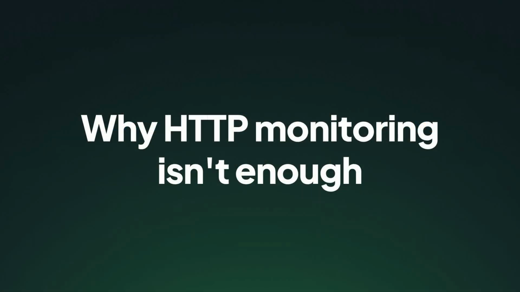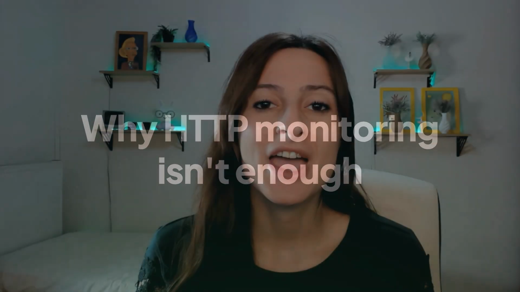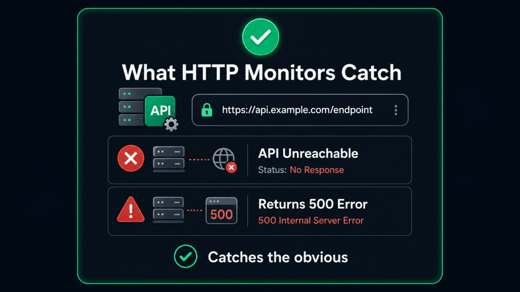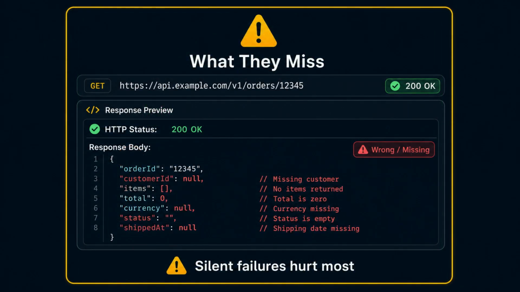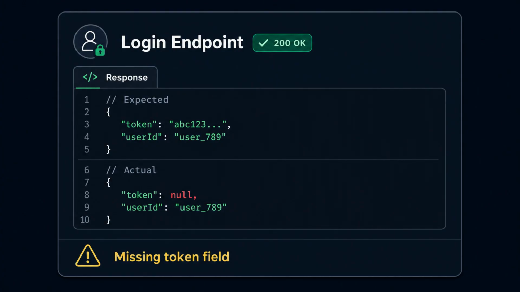Why HTTP monitoring isn't enough. A regular HTTP monitor checks if your endpoint responds and what status code is returned. That catches the obvious failures: the API is unreachable or it's returning 500s. But it misses the ones that hurt the most. The API is technically up, returning 200, but the response is wrong.